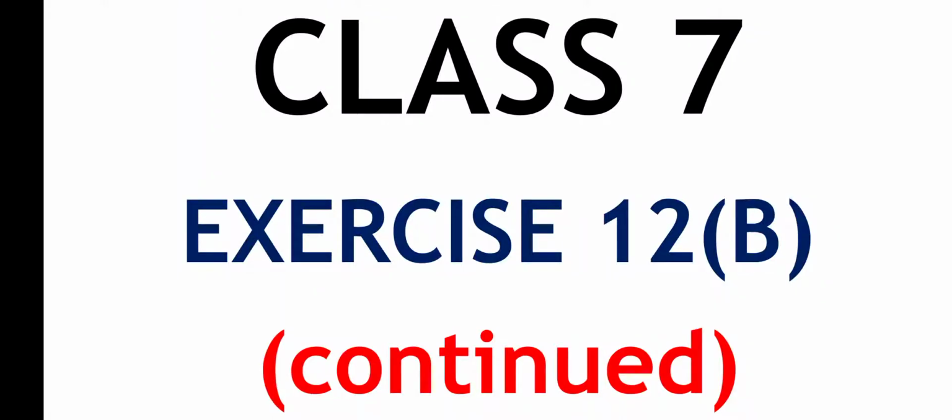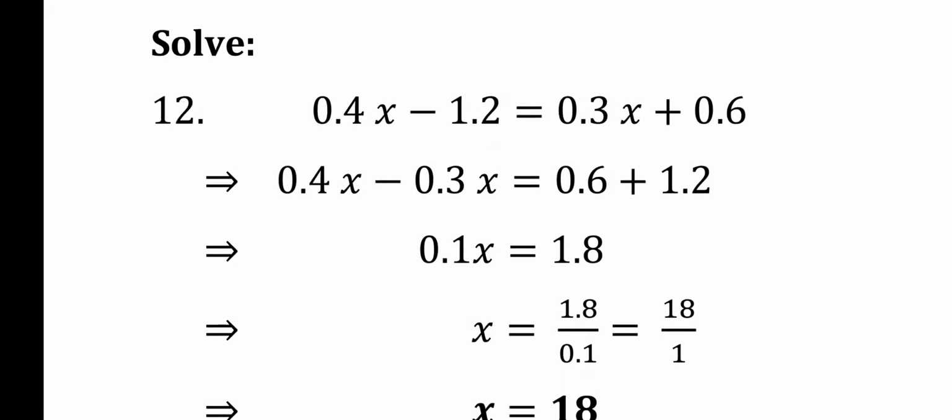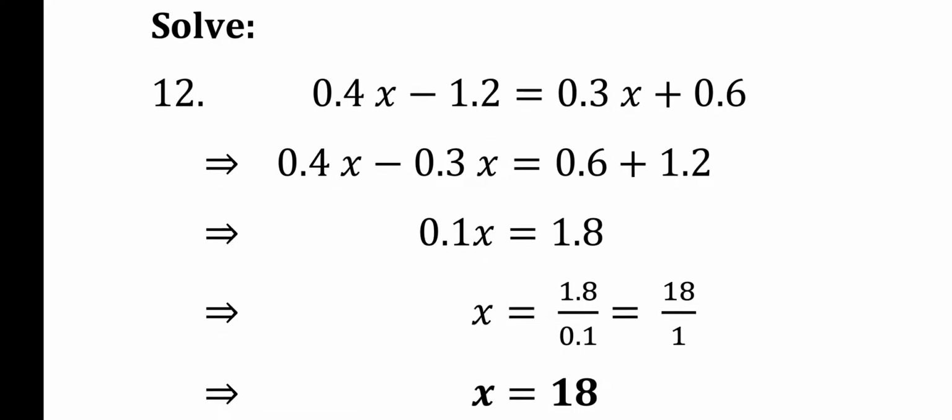Welcome class 7. We'll continue with exercise 12b today. So here we have question number 12, in which we have to solve this equation. 0.4x minus 1.2 is equal to 0.3x plus 0.6.